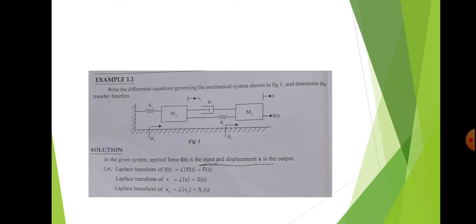in the given system, the applied force is f of t. That applied force is the input and the displacement x is the output. Let the Laplace transform of f of t be equal to F of s, the Laplace transform of x is equal to X of s, the Laplace transform of x1 is equal to X1 of s. And the required transfer function is output divided by input, that is X of s divided by F of s.